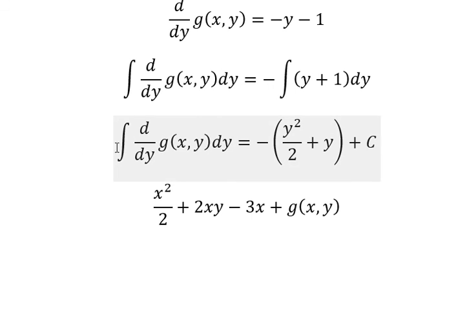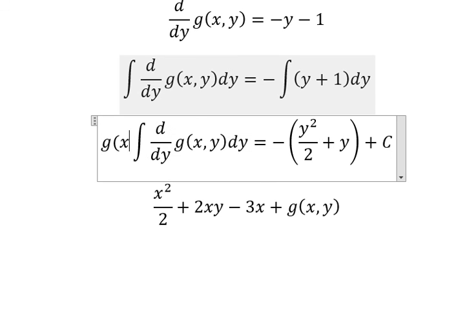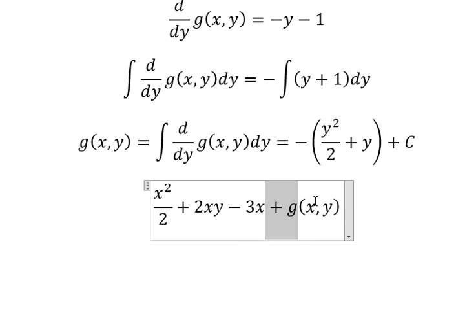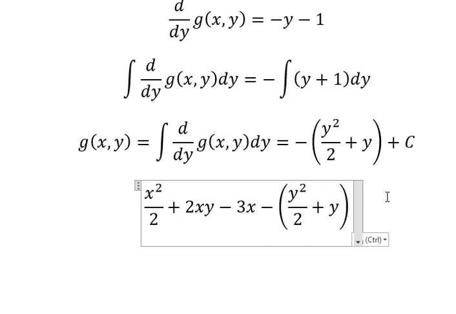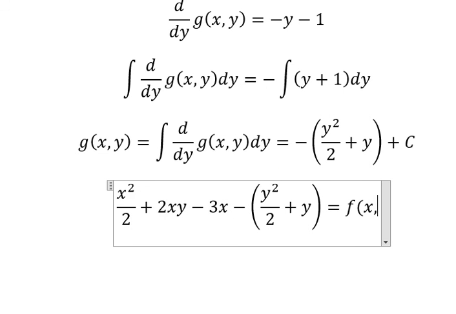We know that the integration of this one, you get 3xy. And 3xy equals to this one. So I will put this one going here. And we know that everything in here equals to f(x,y).